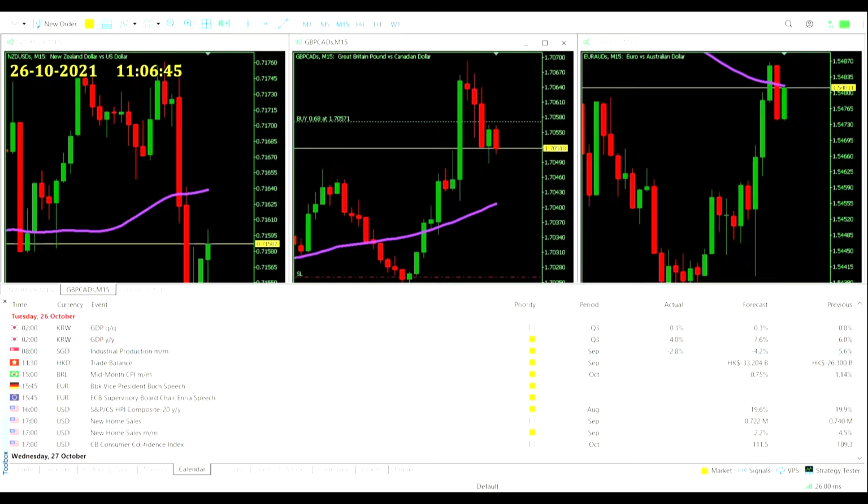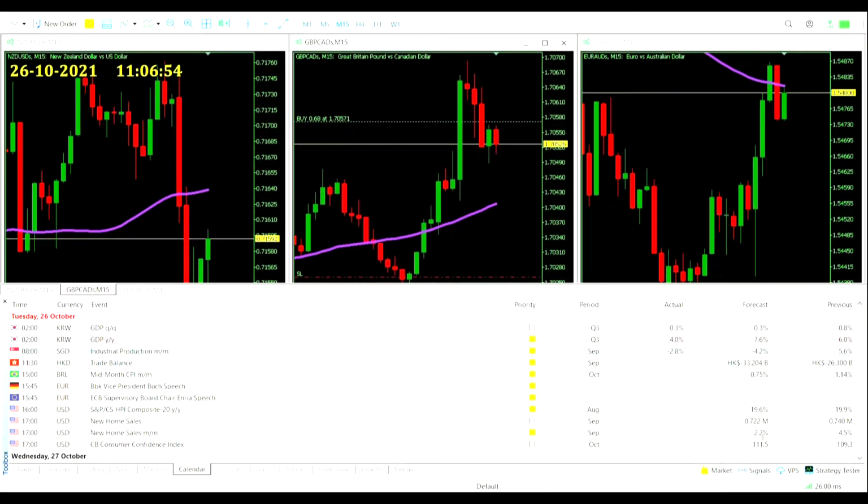And then more property news at 5 o'clock, new home sales. It's the monthly figure forecast at 0.722 million. That'll be an increase of 2.2%. And at the same time, at 5 o'clock as well, we've got the Conference Board Consumer Confidence Index. How are the consumers feeling about the economy? They survey about 3,000 households. All right, so yeah, not really any big times for us.